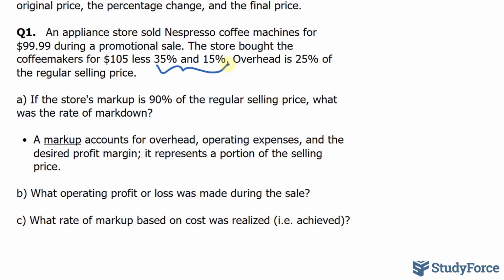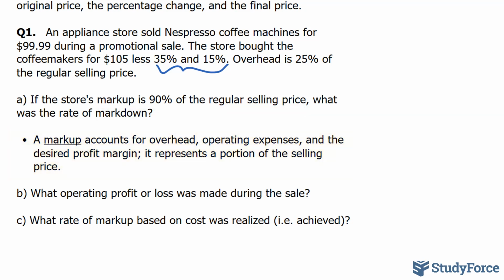Question A: if the store's markup is 90% of the regular selling price, what was the rate of markdown? In other words, what is the percentage change from the regular selling price to the sale price? This is called the rate of markdown. Before we start solving this, just a reminder that a markup accounts for overhead, operating expenses, and the desired profit margins of the business owner. And in this particular example, it represents a portion of the regular selling price.